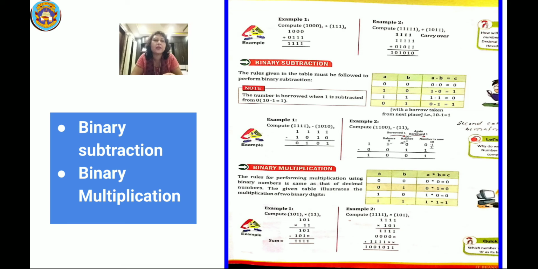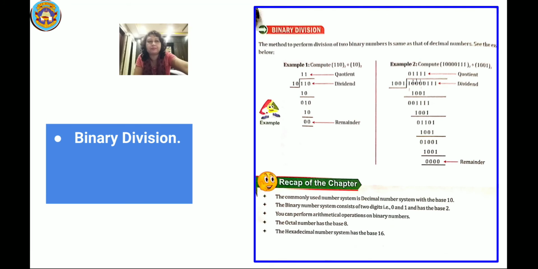Then next one is binary multiplication. The rules for performing multiplication using binary numbers are the same as those of decimal numbers. With the help of the following table, you can understand that 0 into 0 is 0, 0 into 1 is 0, any number multiplied by 0 is 0, 1 into 0 is 0, 1 into 1 is 1, and then at last you have to add up the multiplication results to get the desired result, that is the sum.